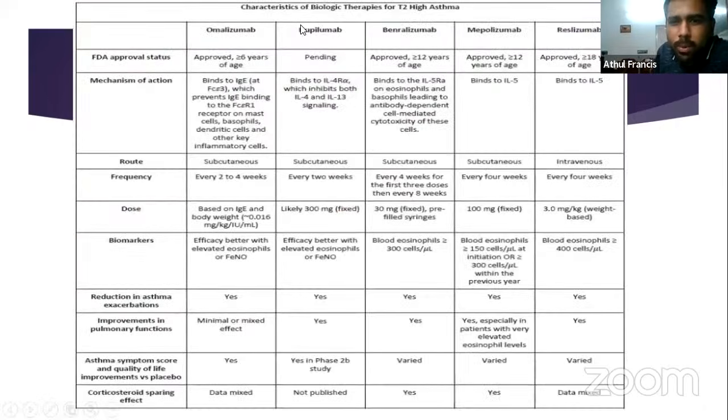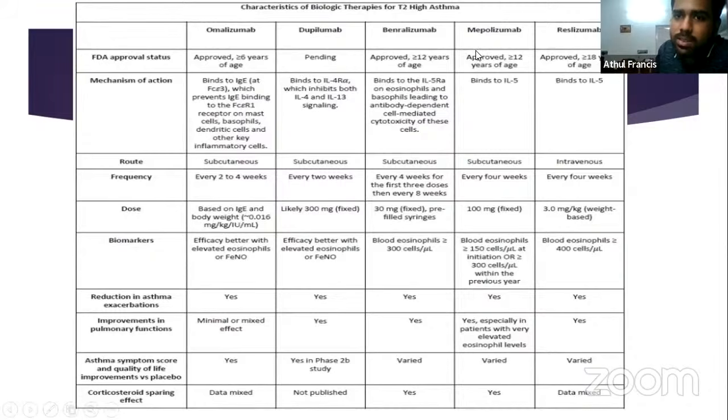So the important points to notice here are omalizumab and mepolizumab. Omalizumab is your anti-IgE. It's approved for greater than 6 years. The frequency is every 2 to 4 weeks. An important point to note here is that it's based on IgE and body weight. When do you give it? When you have a sputum eosinophilia, allergy-driven symptoms, and elevated eosinophils.